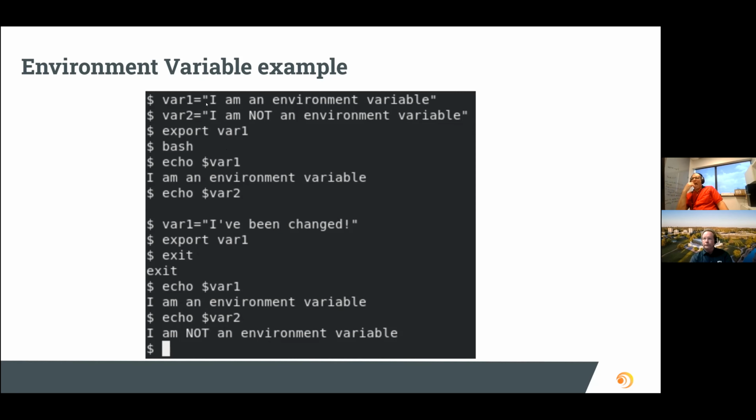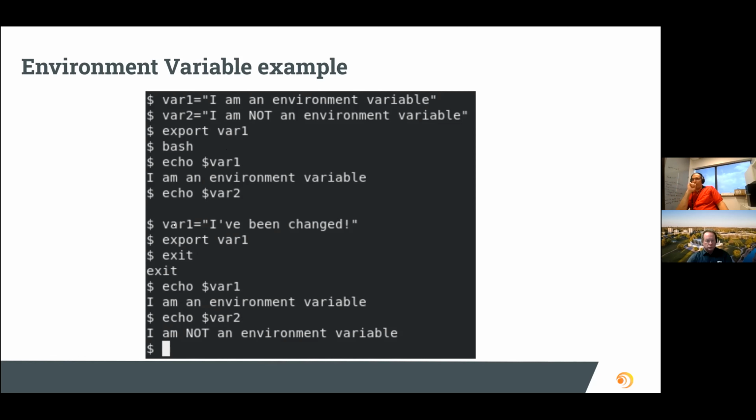So here you see I define these two variables, export one so that it's an environment variable, and then I start another bash shell. This is a child process of where I define the variables. If I do echo var1, you see that you get the result. For echo var2, you just get blank because the variable is not set there.